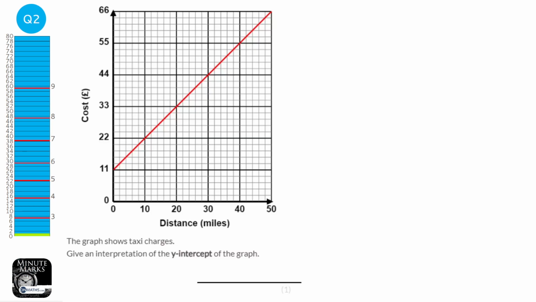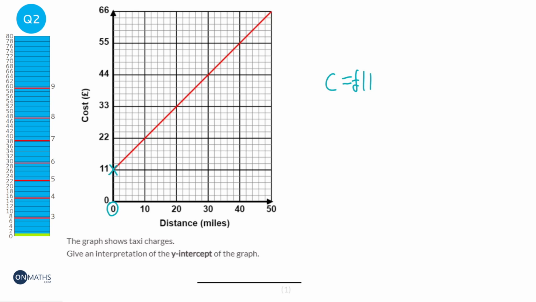We've got to first of all find out what the y-intercept is, and the y-intercept is just where our line hits the y-axis. So the y-intercept, which we sometimes call C, is 11. Now, what's that 11? What unit is it? Well, it's 11 pounds, because our y-axis is in pounds. But what does that mean for the taxi company? Well, how many miles have been travelled on the y-axis? Well, 0. So at 0 miles, we've had to pay the taxi driver £11.